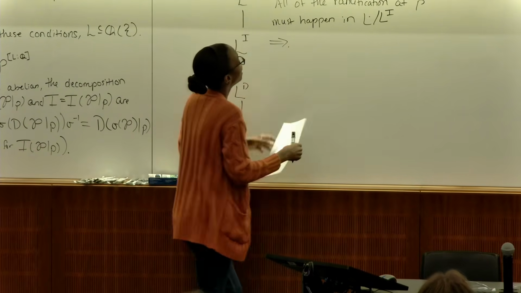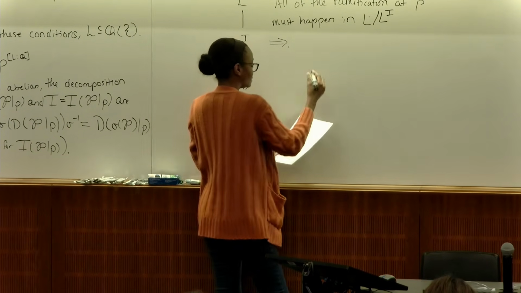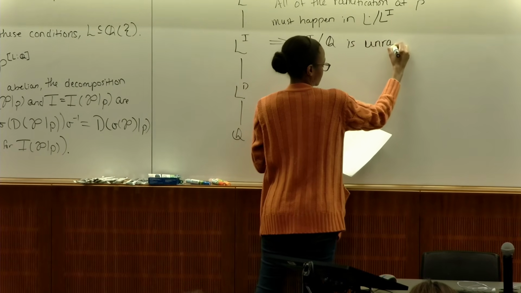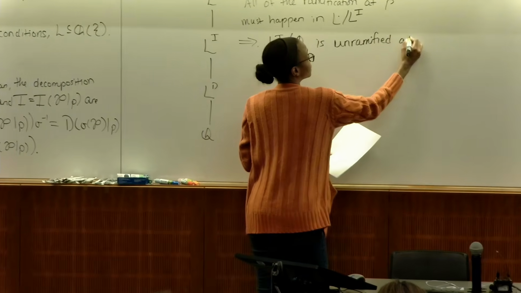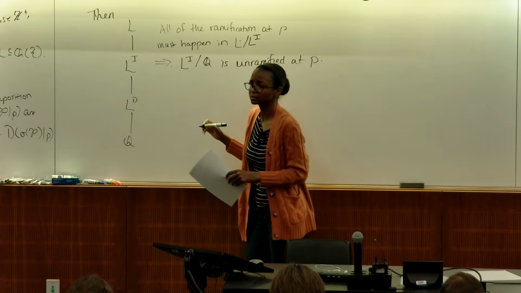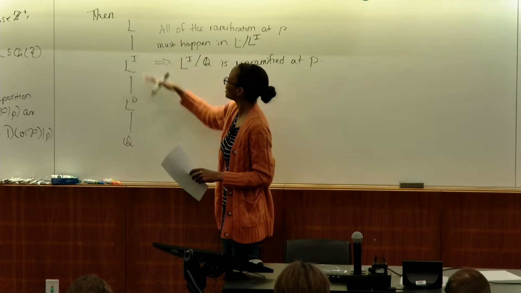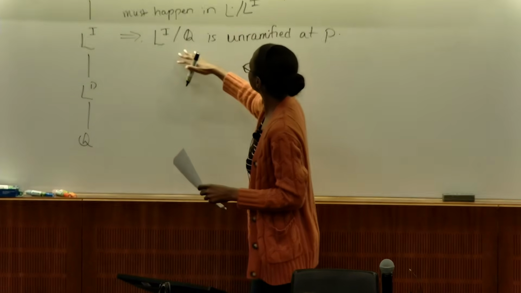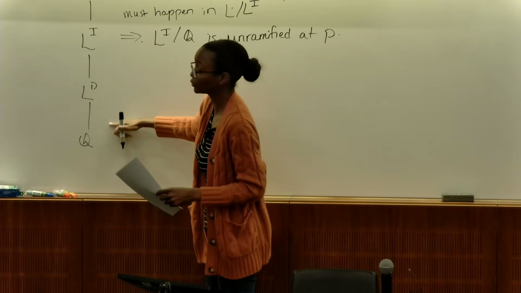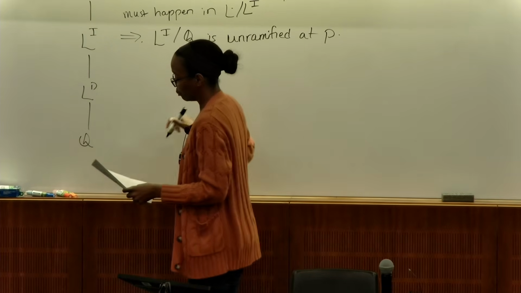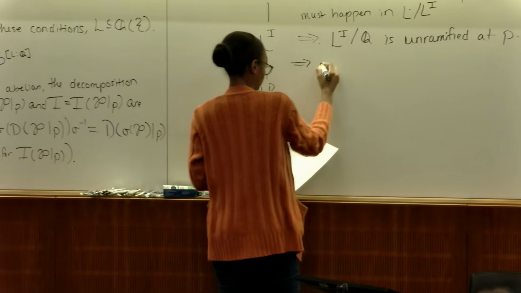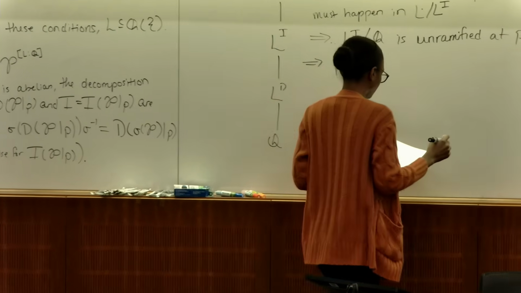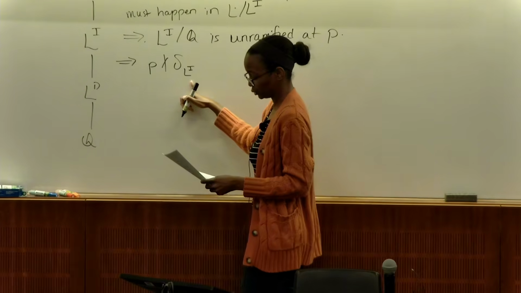Sorry, I'm saying things unclearly. All of the ramification happens in this extension. This implies that Li over Q must be unramified at P. Clear as mud? All right. So all of the ramification is happening over here, this means that this extension, so Li over Q, is unramified at P, but that implies that P does not divide the discriminant of Li over Q.